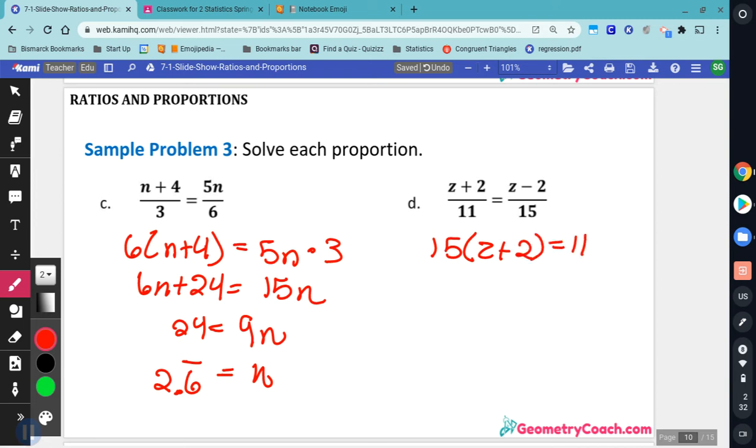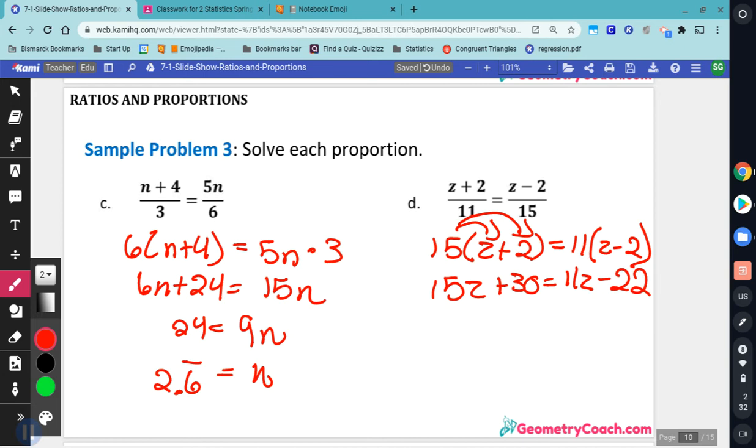All right, and last one. Notice I wrote the 15 first instead of the z plus 2 first. It doesn't matter because it's multiplication, but you guys are more used to distributing that way. So I got 15z plus 30 equals 11z. Watch your z's and your 2's. Minus 22. 4z equals negative 22 plus 30. No, minus 30. It's negative 52. Okay, for that one I got z equals negative 13.